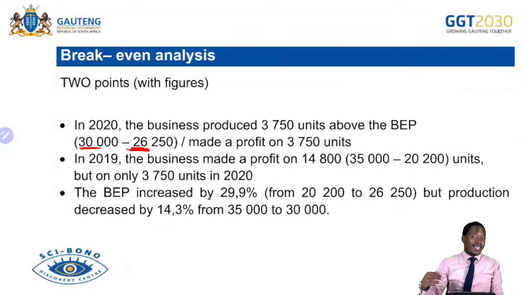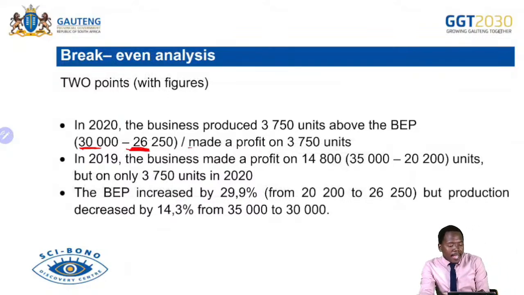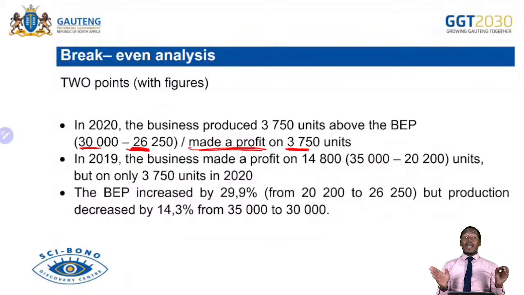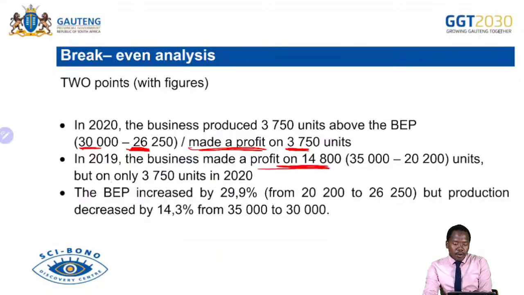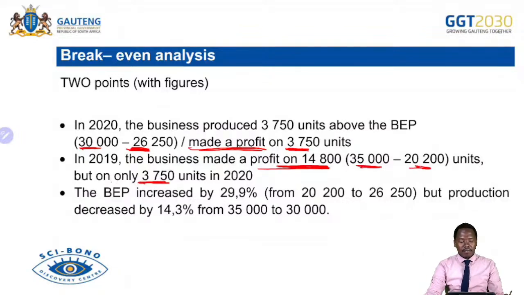It means I covered my cost and it's possible for me to make profit on extra items. So I made a profit on 3,750. Remember grade 12, what do I look at if they say I must comment on break-even point? I'm looking at my units produced and my break-even point. Now in 2019, I made a profit on 14,800. And then how did I get that? It's 35,000 minus 20,200. But in 2020, I only made a profit on 3,750.